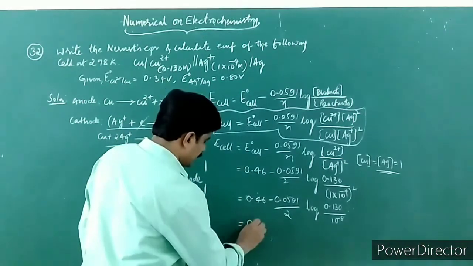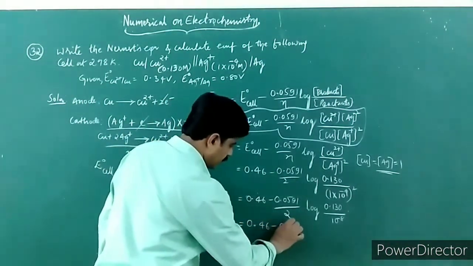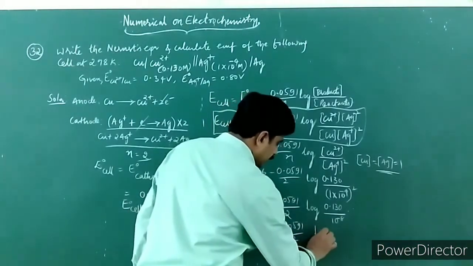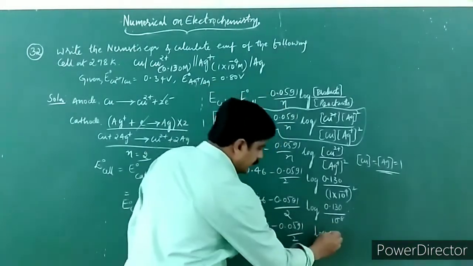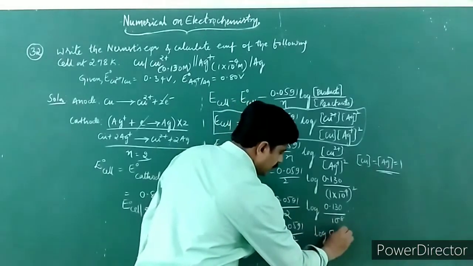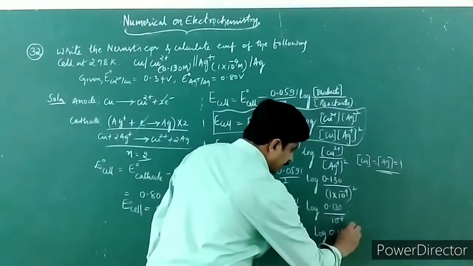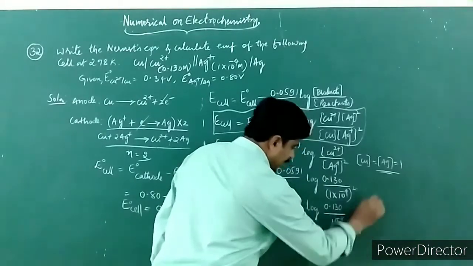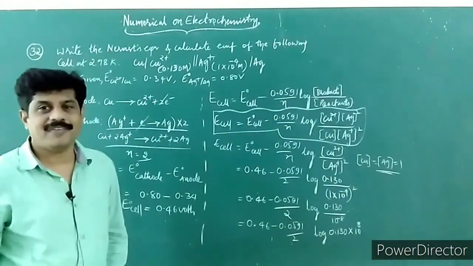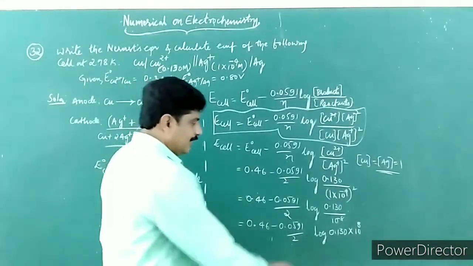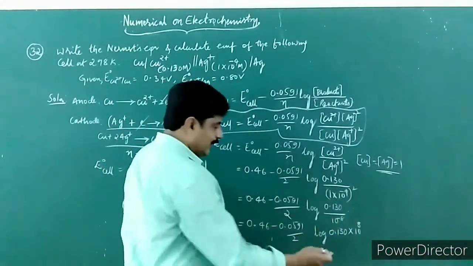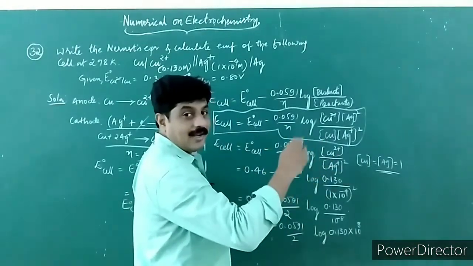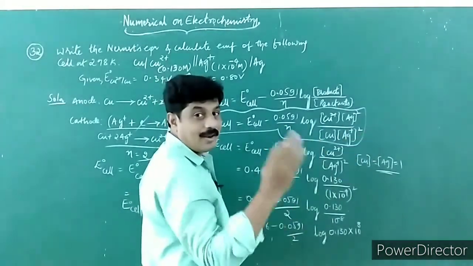Now let me continue. 0.46 minus 0.0591 upon 2 into log of 0.130 into 10 to the power of minus 8, it will become plus 8, 10 to the power of 8. Is it not? Now, look at here. Now I'll go for log m into n, that is log m plus log n.